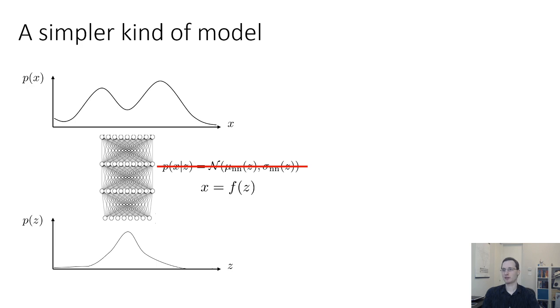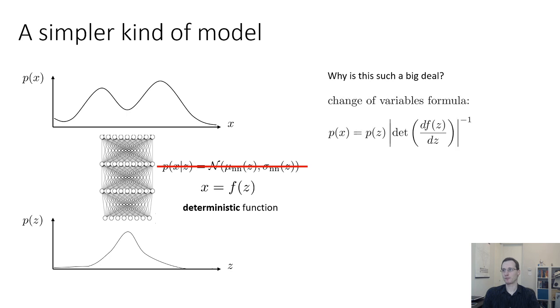Not a distribution over x, but actually just a single x. This might seem like a subtle and very small change, but it actually has very profound effects on what the resulting model looks like. Why is it such a big deal? Well, because now, if we want to compute p of x, or log p of x for training, we can use the change of variables formula.